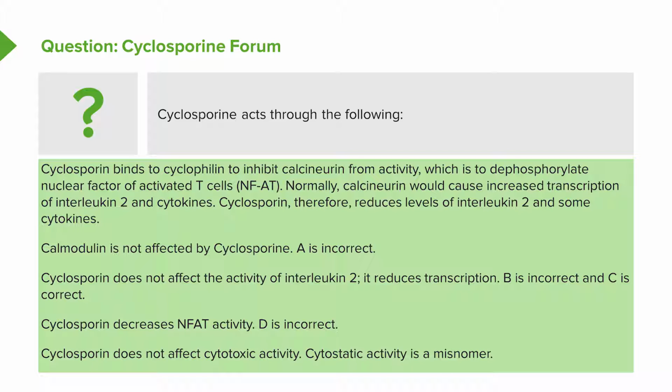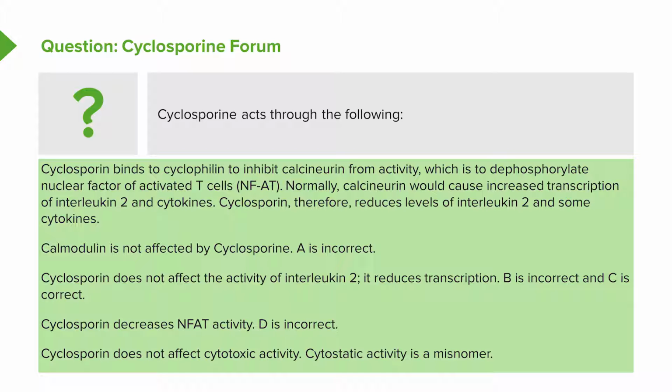Calmodulin is not affected by cyclosporin A. It has nothing to do with cyclosporin A, so A is incorrect. Cyclosporin does not affect the activity of interleukin-2. It reduces transcription of interleukin-2. So B is incorrect and C is correct. D is incorrect because it's a direct contradiction of C. Cyclosporin decreases NFAT activity. And finally, cyclosporin does not affect cytotoxic or cytostatic activity.